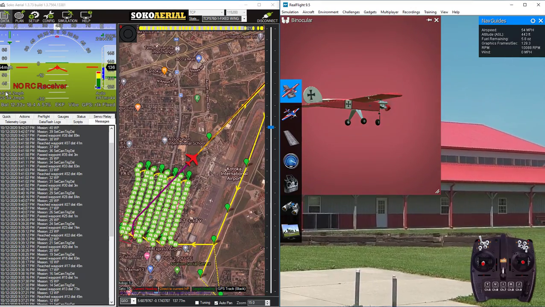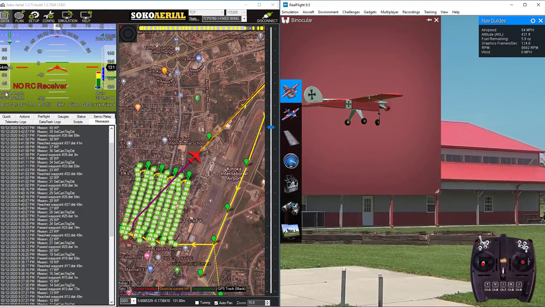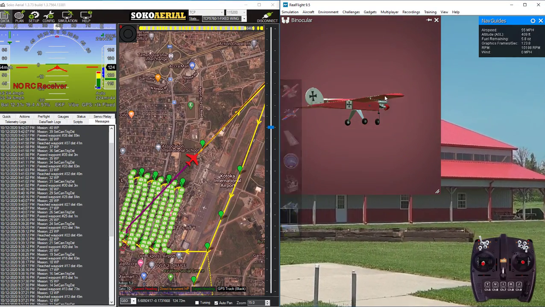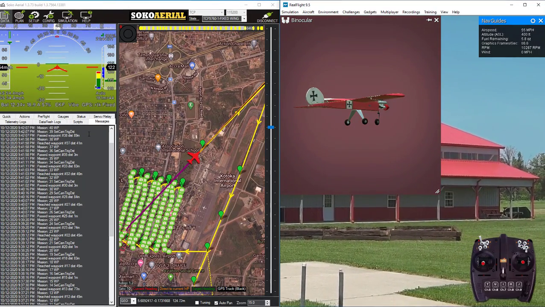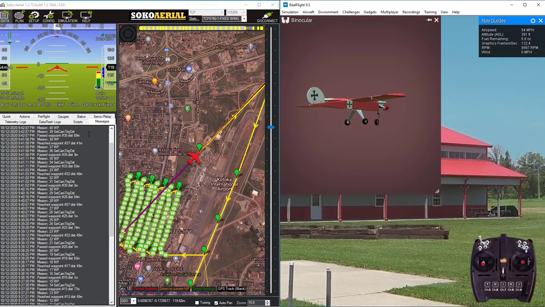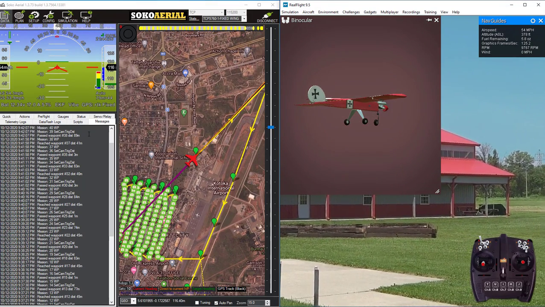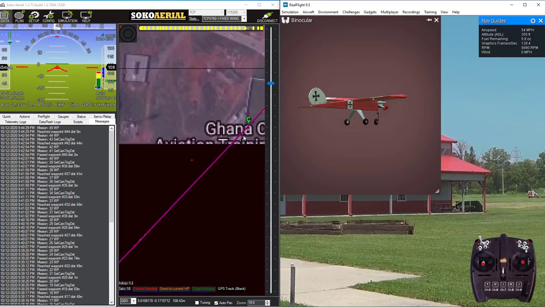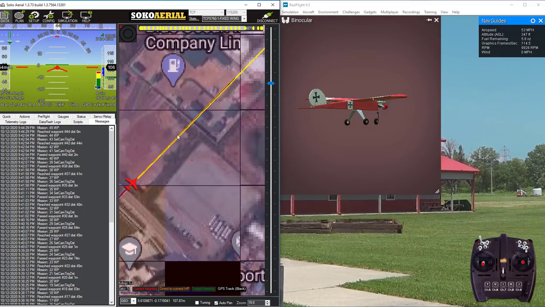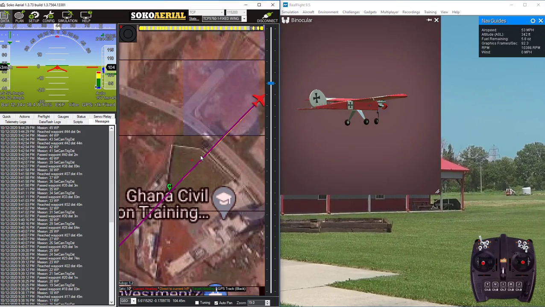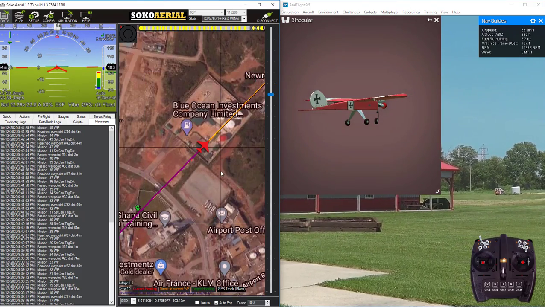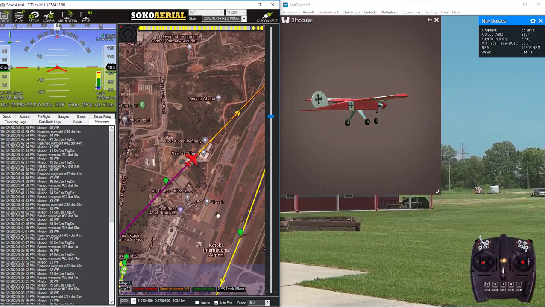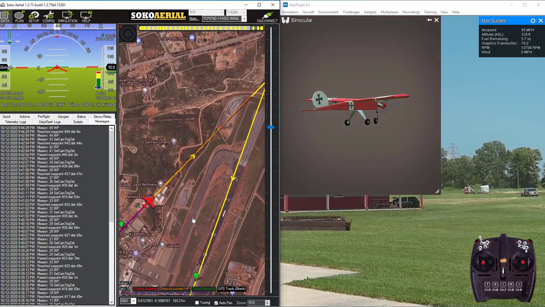Oh, we're having RC issues. I hope it regains. Let's see. Yeah, okay, we've regained connection. So we just passed over the Ghana Civil Aviation Training School. Pretty tight. Yeah.